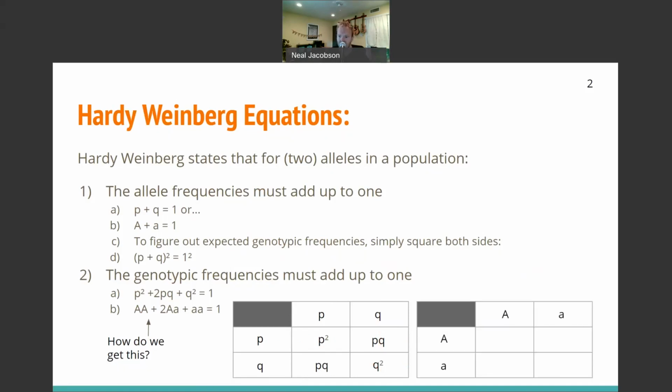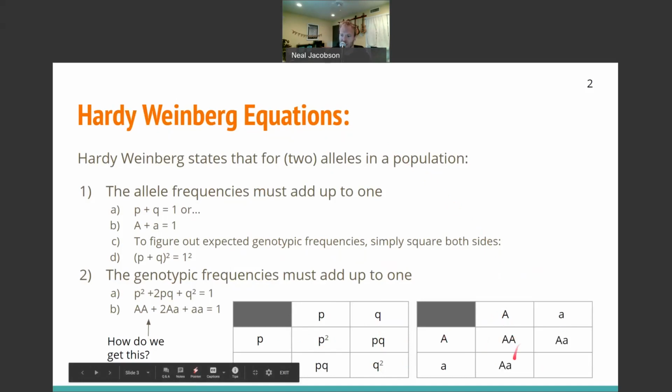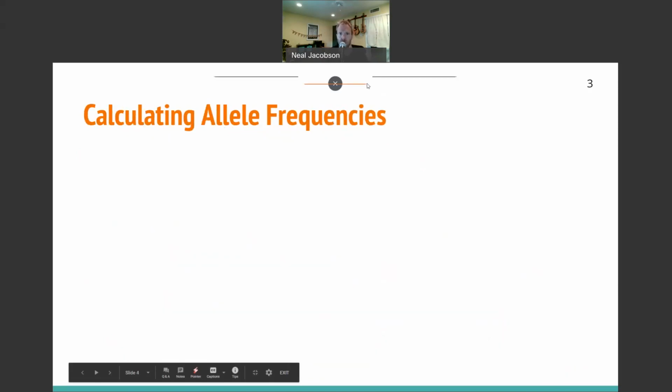You can also do it exactly the same way, but with big A and little a. You say, what's the frequency of big A? Put that here. What's the frequency of little a? Put that here. Put them on both on this side. And then that gives you the matrix of, okay, what's the probability I have a homozygous dominant genotype? What's the probability that I have a heterozygous genotype? 2 big A times little a. And then what's the probability I have a homozygous recessive genotype? And that's how we calculate those ones.